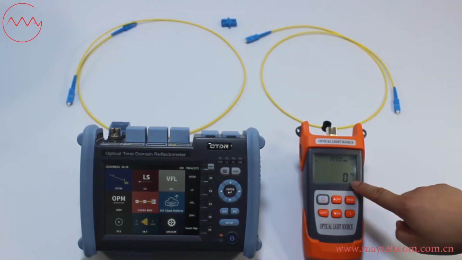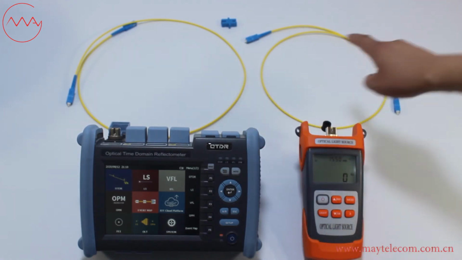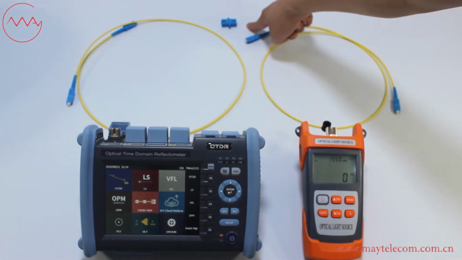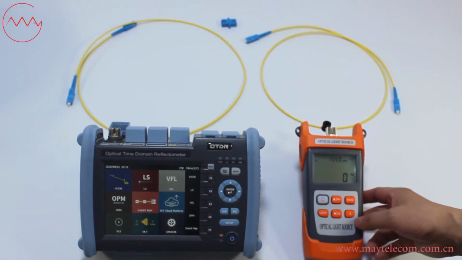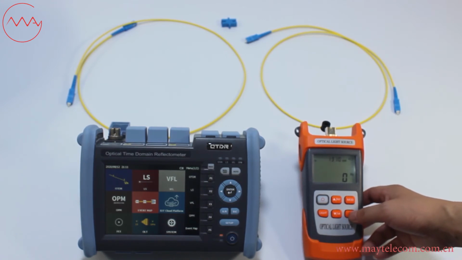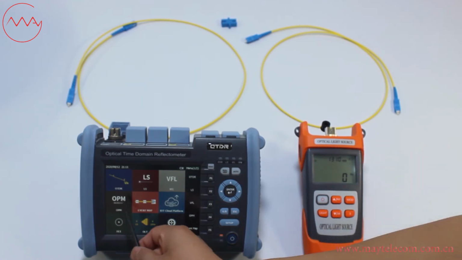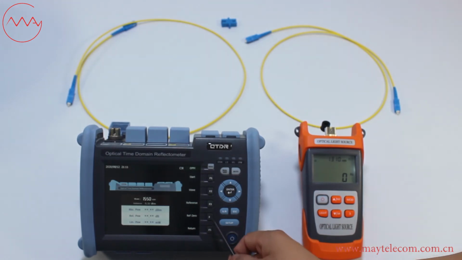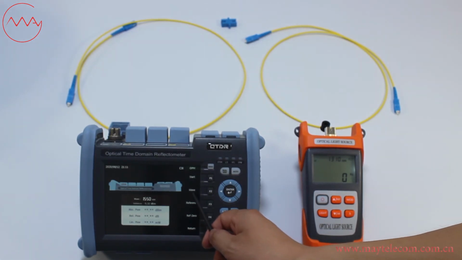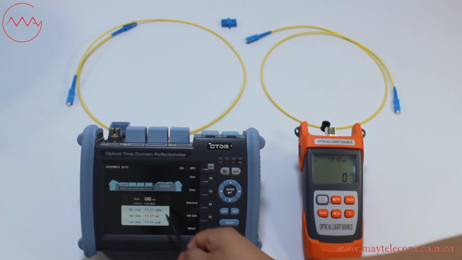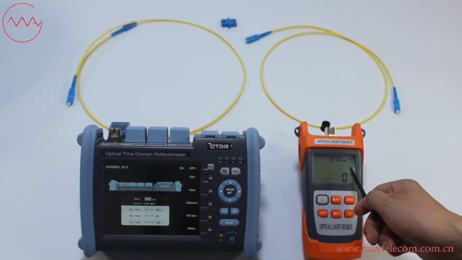This is optical light source, OTDR, reference patch cord on the test, SC adapter. Press wavelength button to select wavelength 1310 nanometer, for example. Click OPM, click wavelength to change it into 1310 nanometer, the same as light source.